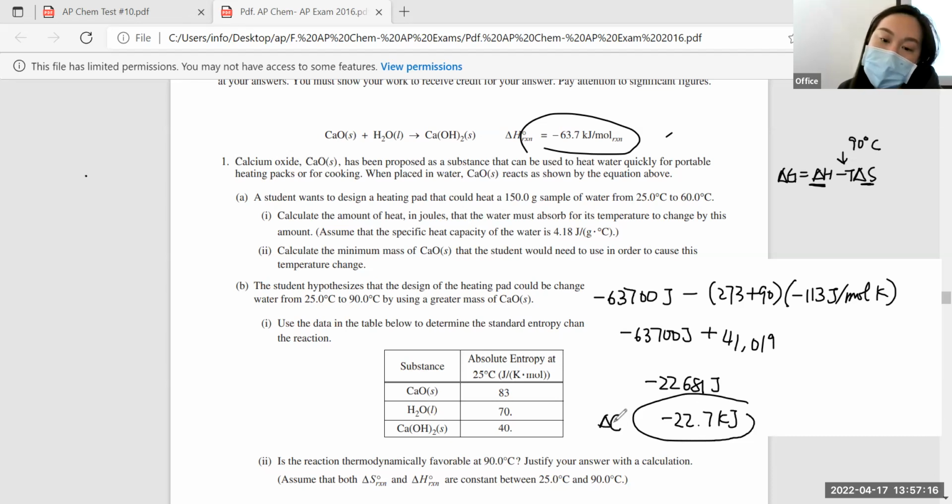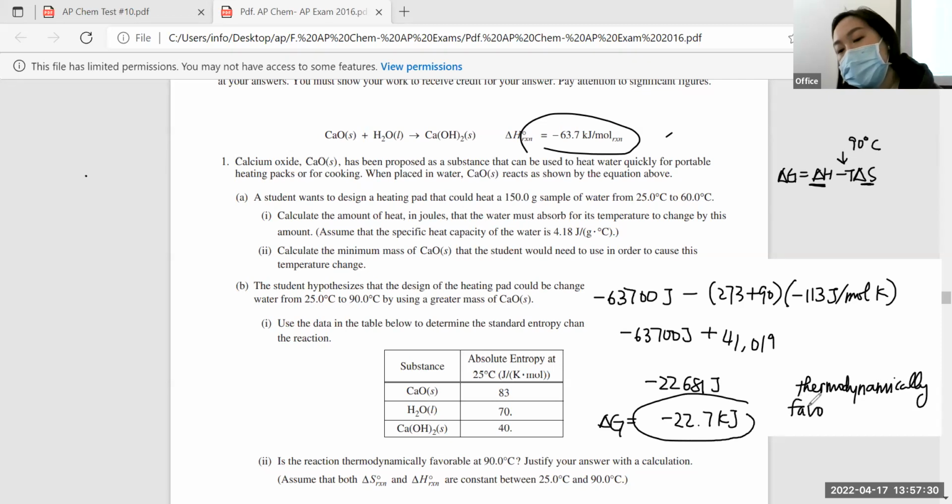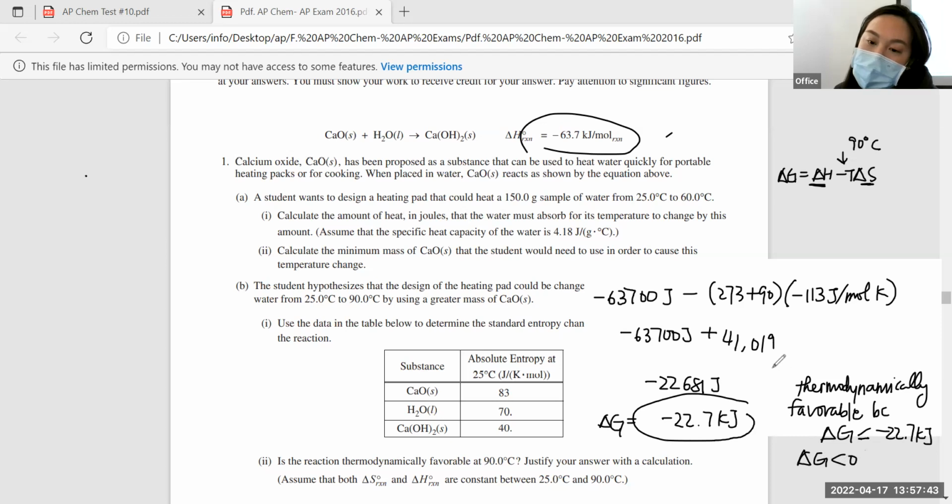Right, this is delta G, right? What do we know if delta G is negative? It's spontaneous, right? Thermodynamically favorable. Because delta G is equal to negative 22.7 kilojoules, which means delta G is less than 0, right? So yeah.